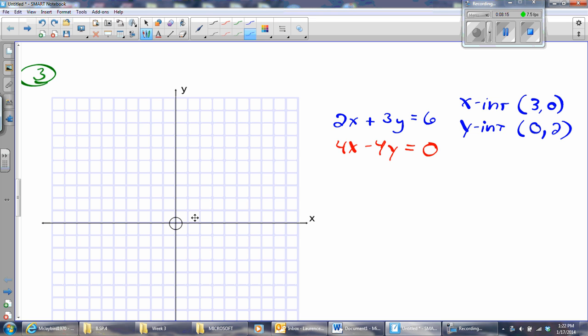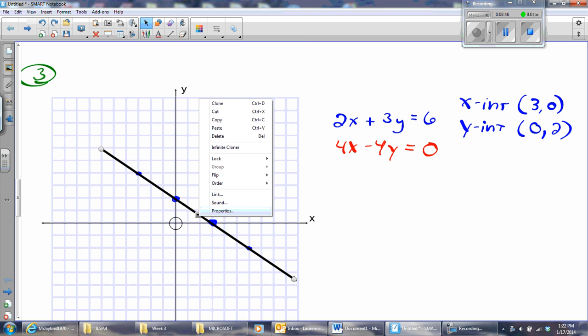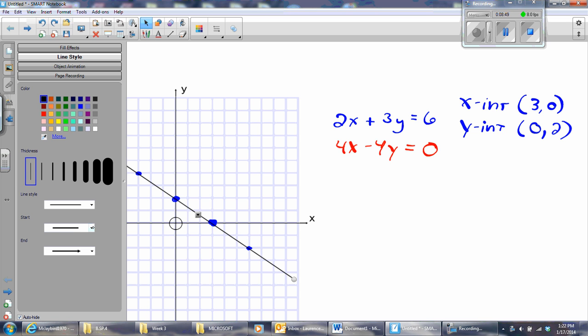Okay, so 3, 0, 1, 2, 3, and 0, 2, just like that. Looks like my slope is negative 2/3, up 2, back 1, 2, 3, and 1, 2, 1, 2, 3. There we go. Put an arrowhead, and there we go.